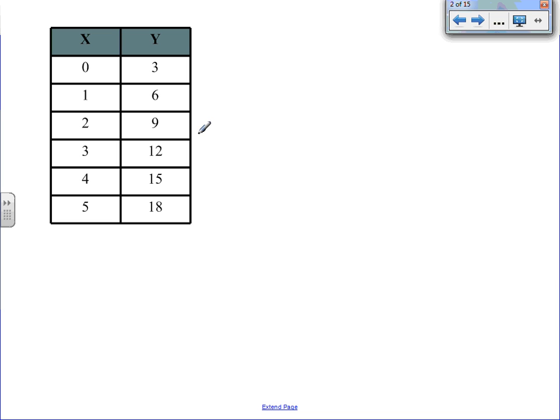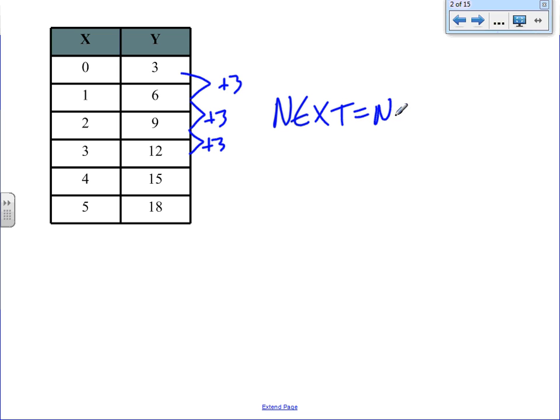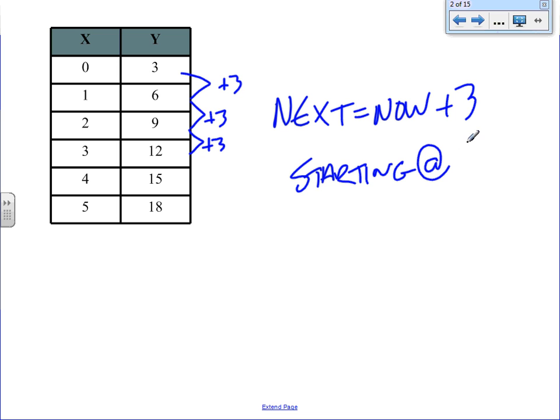All right. So what we need to do is figure out what's going on. We're adding 3, we're adding 3, we're adding 3, we're adding 3. So we get the pattern. We seem to be adding 3 as we go along, okay? So with the next now equation, which I'm not going to go into great detail, we do next equals now plus 3, and we're starting at, in this case, 3. So next equals now plus 3, starting at 3. That should be easy enough for us to remember.